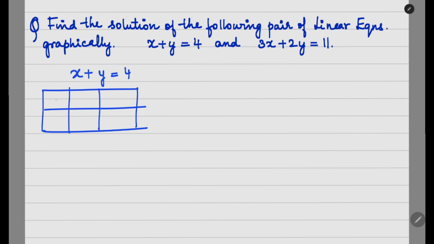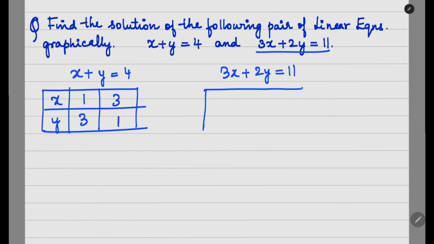x and y. So if x is 1, what is the value of y? y is nothing but 3. y will be 4 minus 1, which is 3. Suppose y is 1. What will be the x value? Again, x will be equal to 4 minus 1, which is 3. Now for the second one, 3x plus 2y equal to 11.